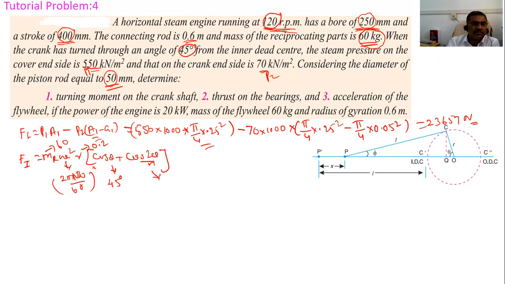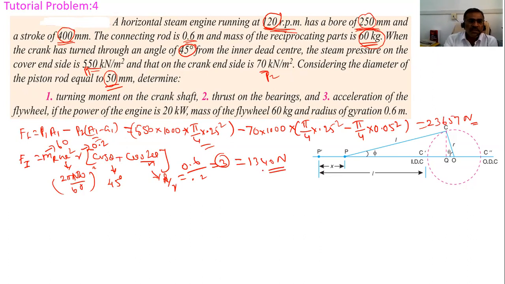What's the value of n? n is equal to L by R. L by R, so connecting rod is 0.6 meters divided by 0.2 stroke. n is equal to 3. You substitute all the values, it will give Fi. Fi is equal to 1340 Newton.